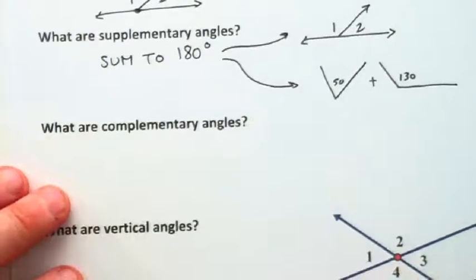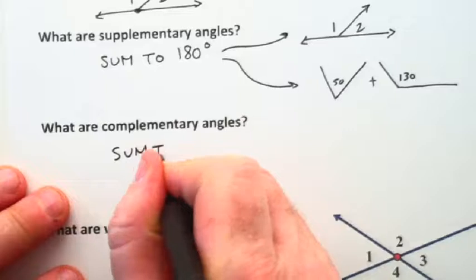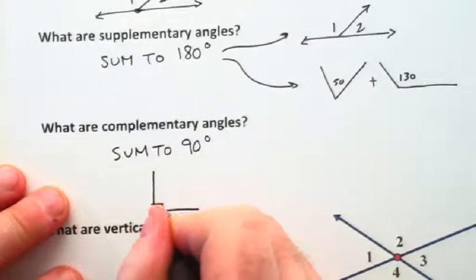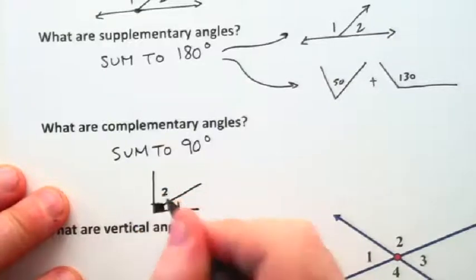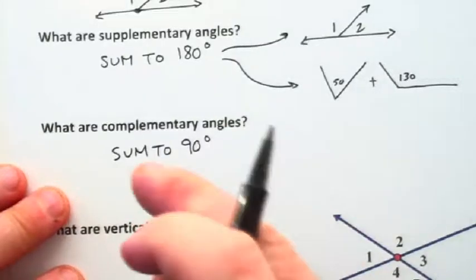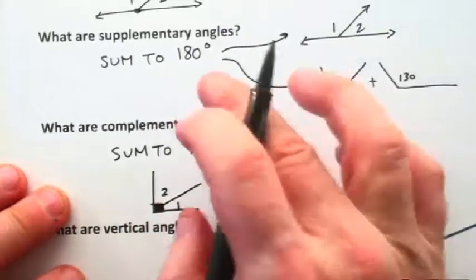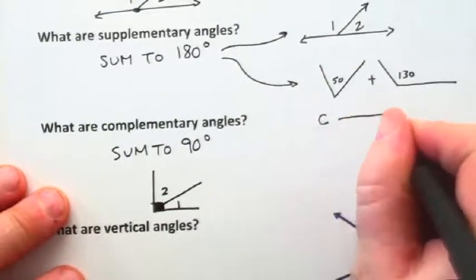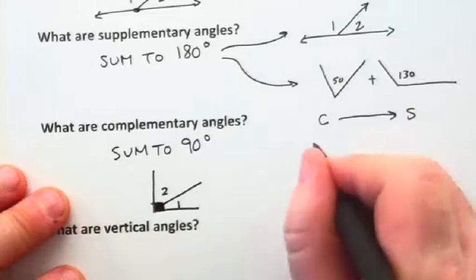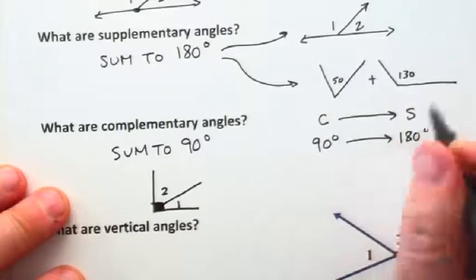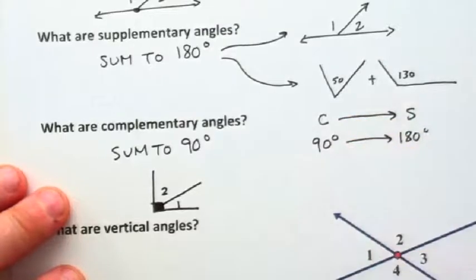Complement is angles that sum to 90. So angles that sum to 90, we've seen this right angle symbol here. If this is angle 1 and 2, they are complements because together they add to 90. Now these two terms often get mixed up, so let me see if I can help you out. Complement, C, comes before S, and 90 comes before 180. So complement is 90, supplement is 180.